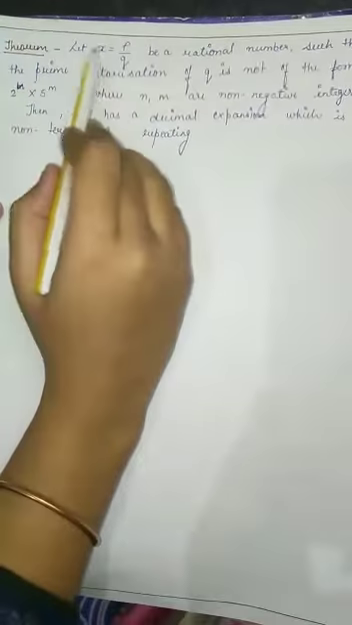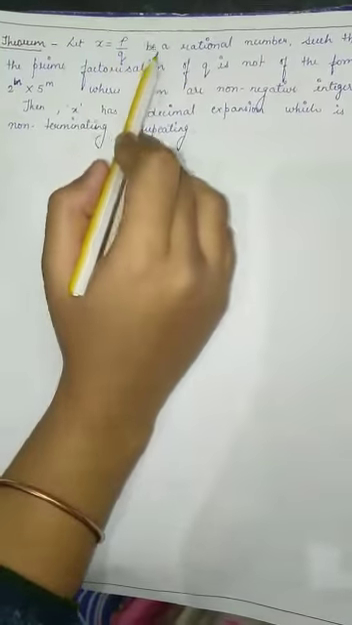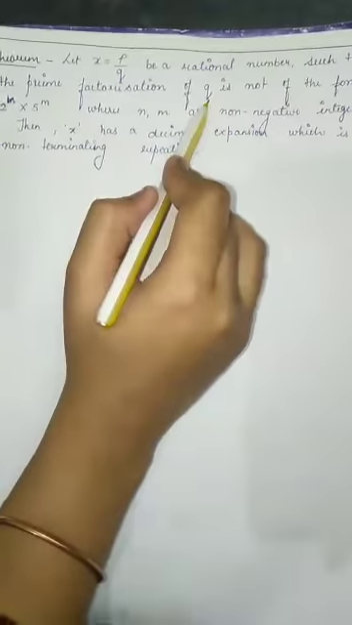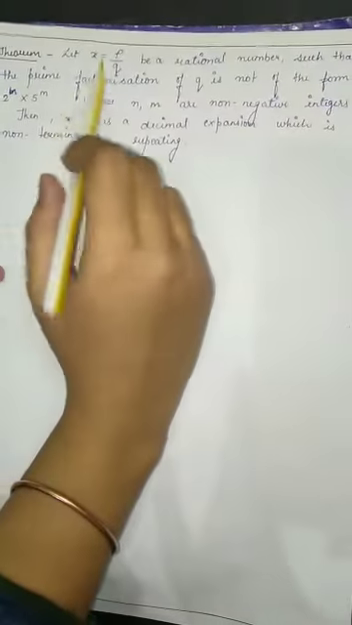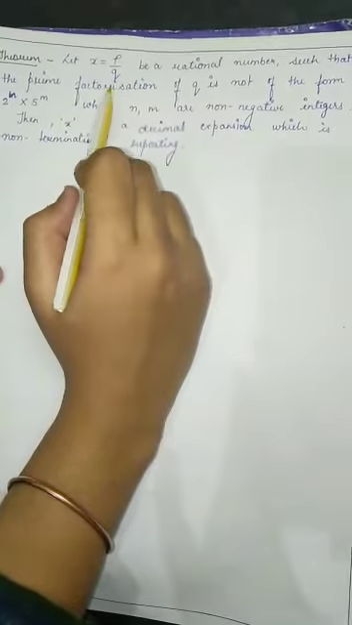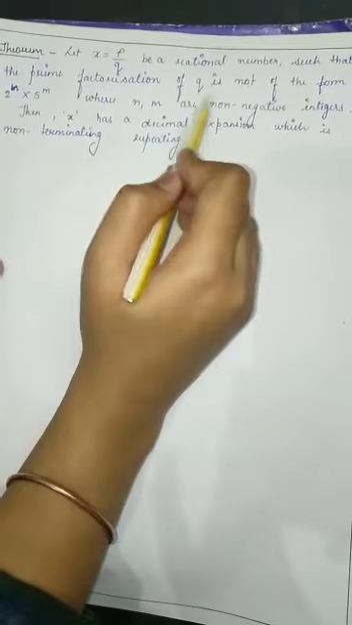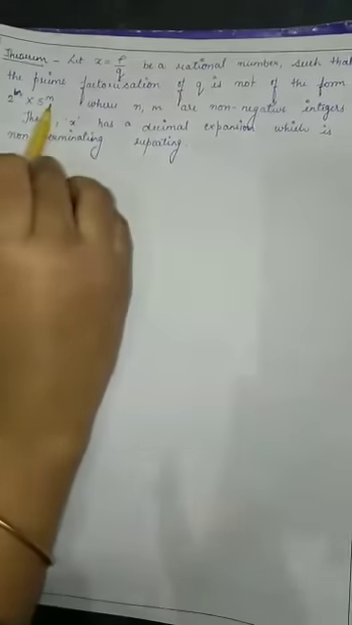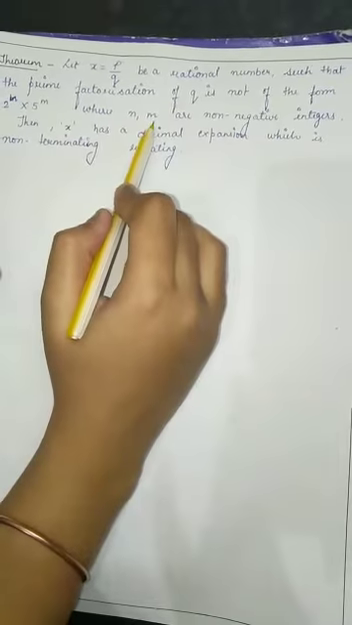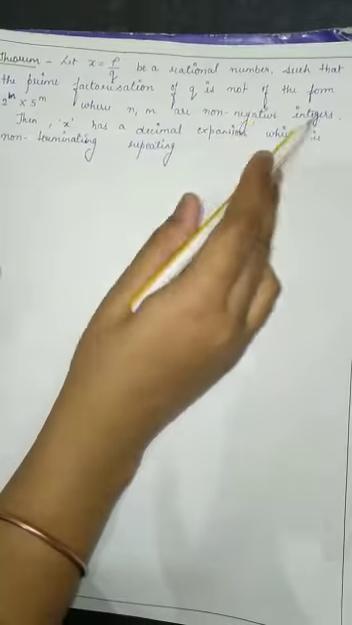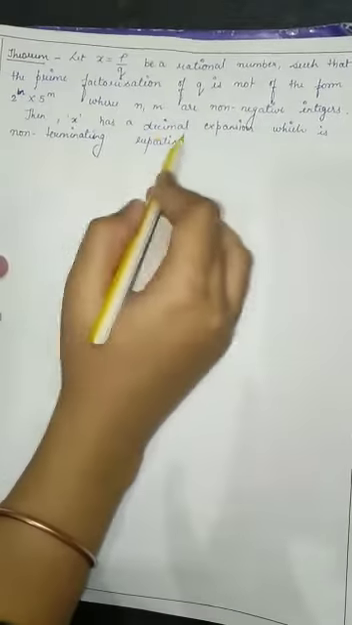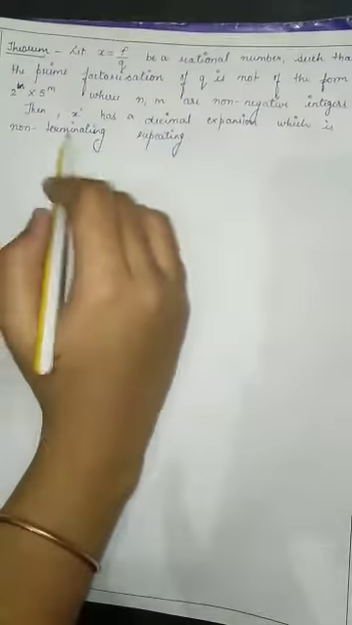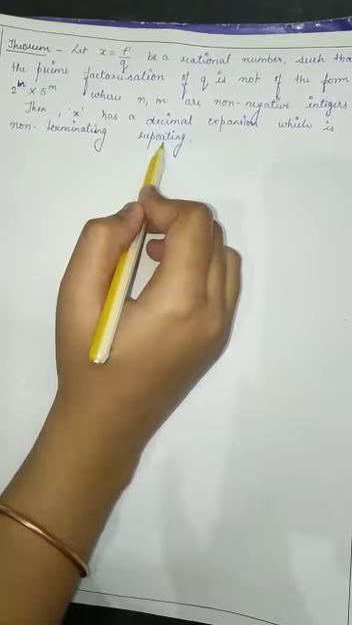Second theorem is, let x is equal to p upon q be a rational number such that the prime factorization of q is not of the form 2 to the power n into 5 to the power m, where n and m are non-negative integers. Then x has a decimal expansion which is non-terminating repeating.